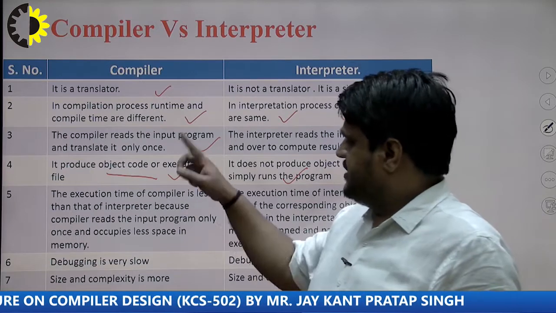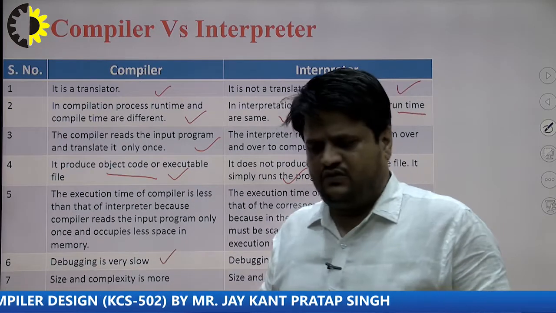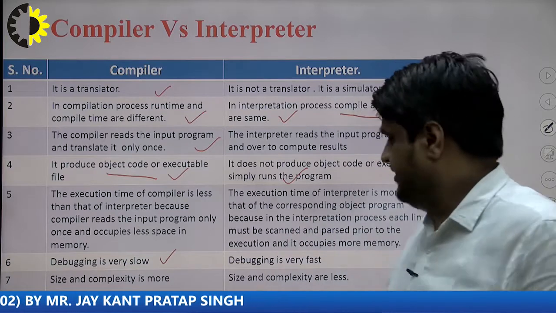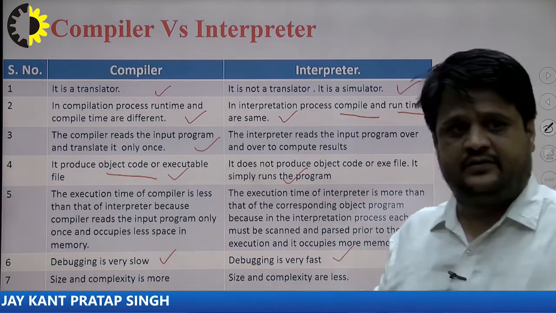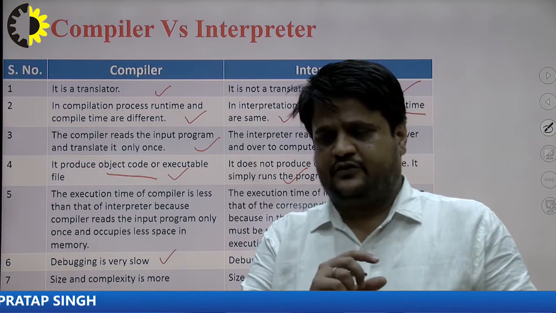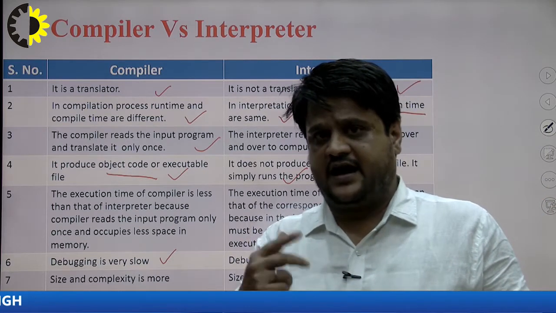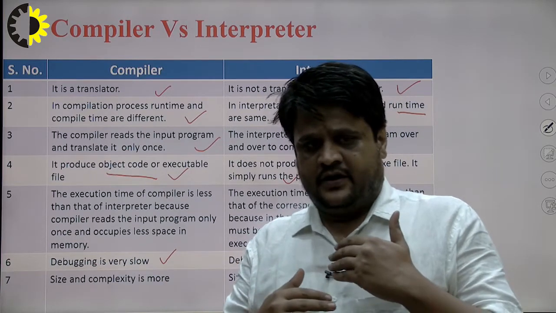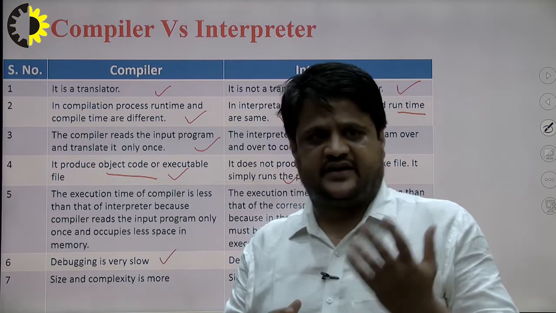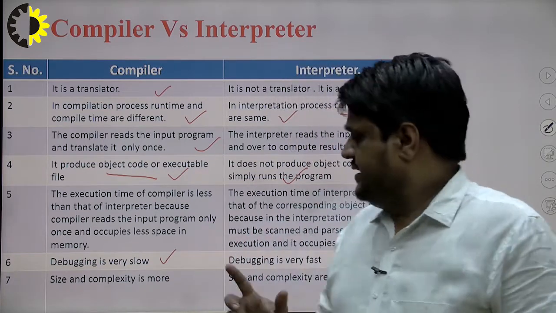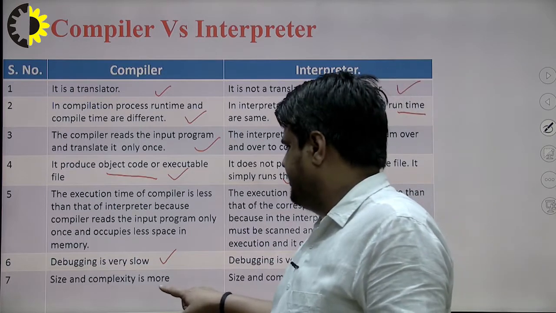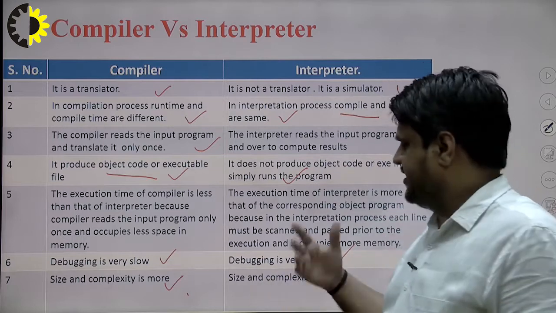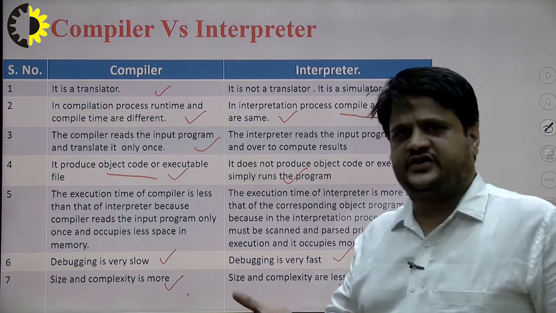In the case of a compiler, debugging is very slow, or you can say debugging is not up to the level, but in the case of an interpreter, debugging is fast and up to the level because it produces the error line by line, right? Because it scans the code line by line. Due to that, the error finding capability of the interpreter is very high as compared to the compiler. If you think about size and complexity, the compiler is more in size and complexity, but the interpreter is less in size and complexity.